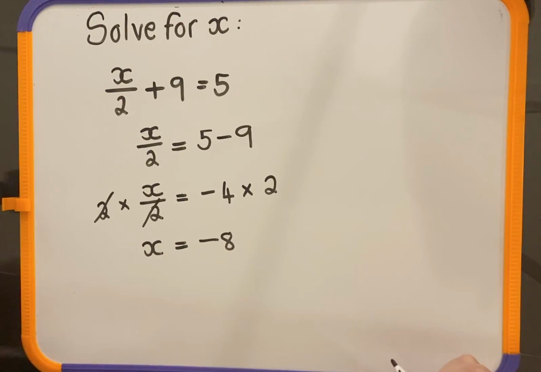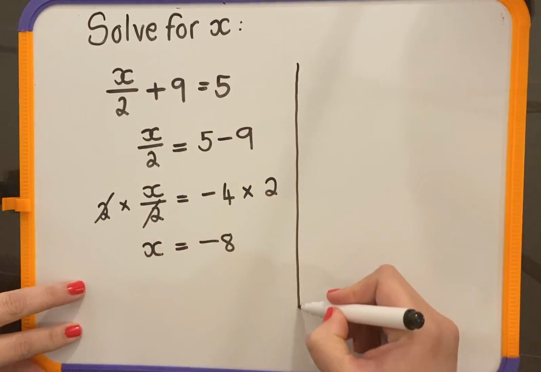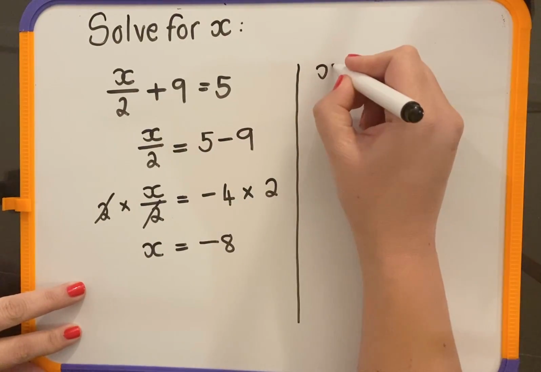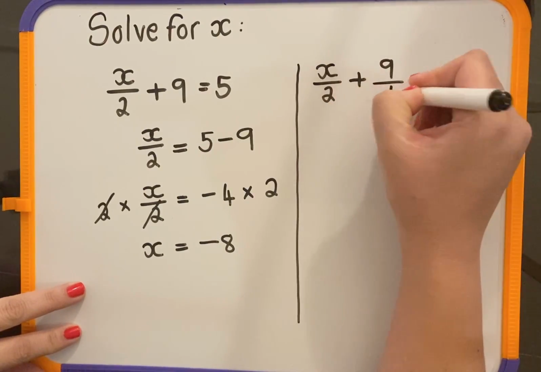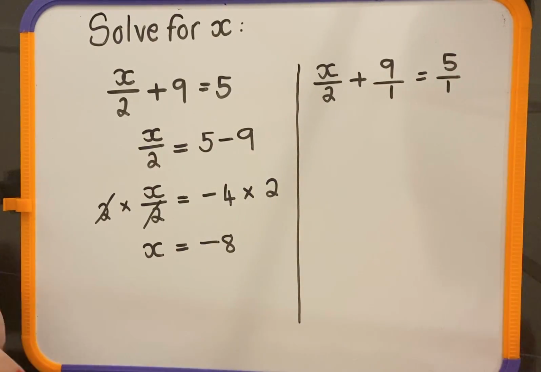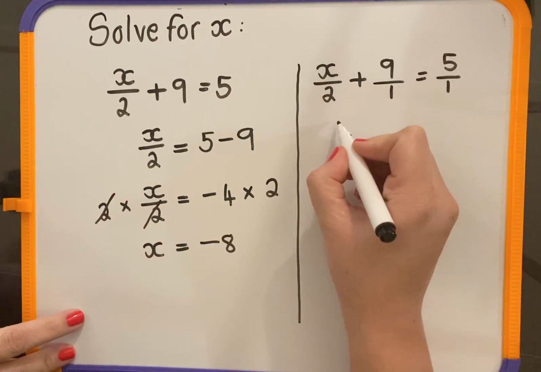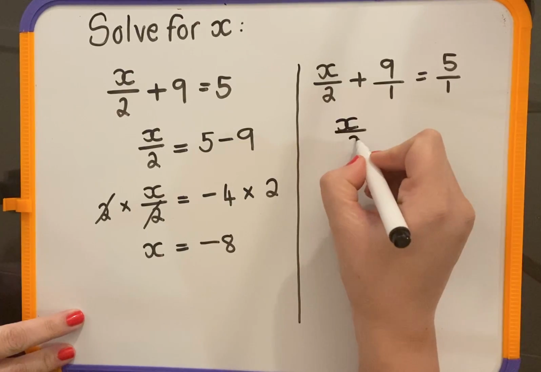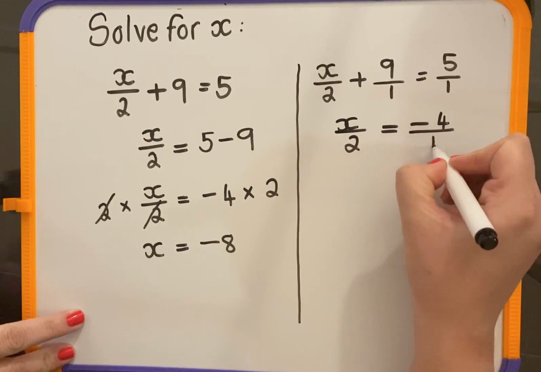Now you could say, why don't I do an LCD? Which is fine, we can do that. I could say x over 2 plus 9 over 1 equals 5 over 1. In this case, what would my LCD be? My LCD would be 2. So I could take my 9 over first, that would be fine. And I would be left with x over 2 equals minus 4 over 1.